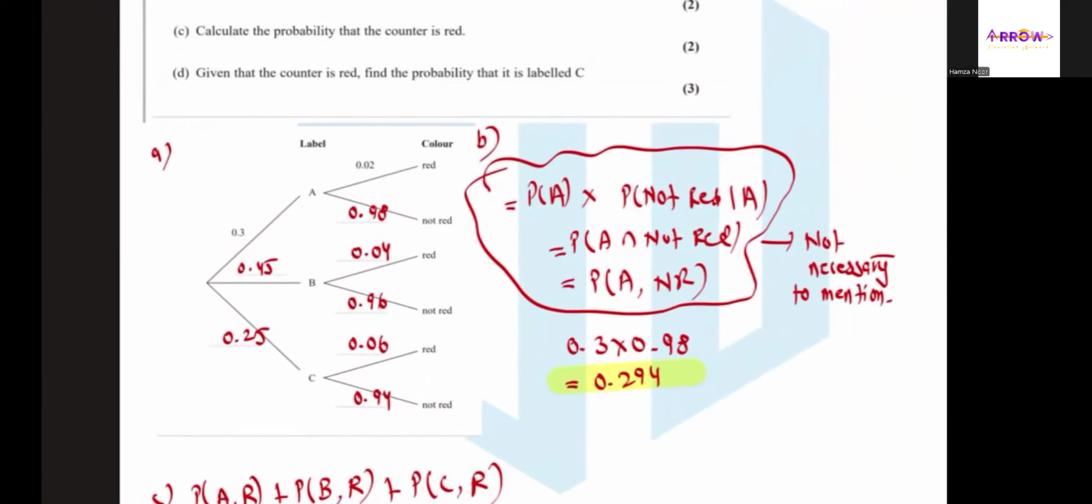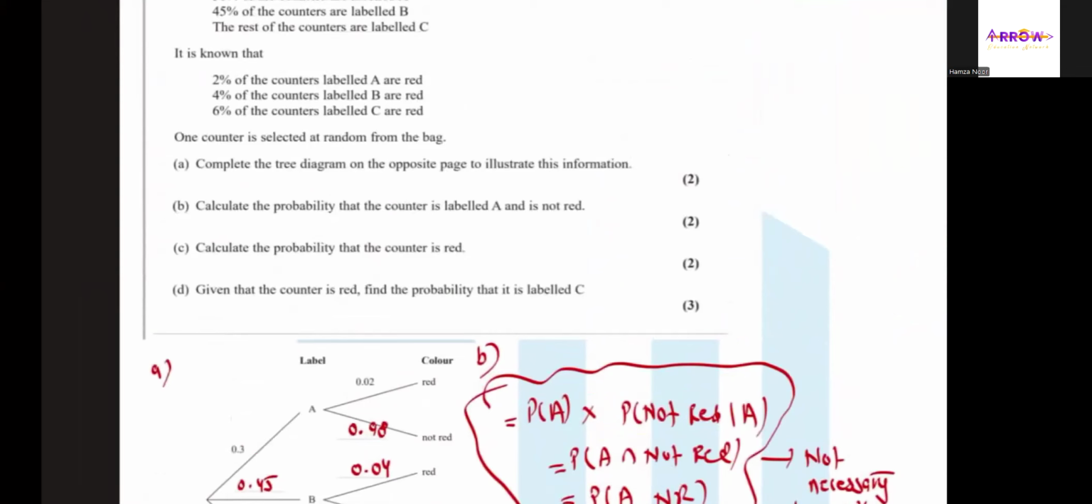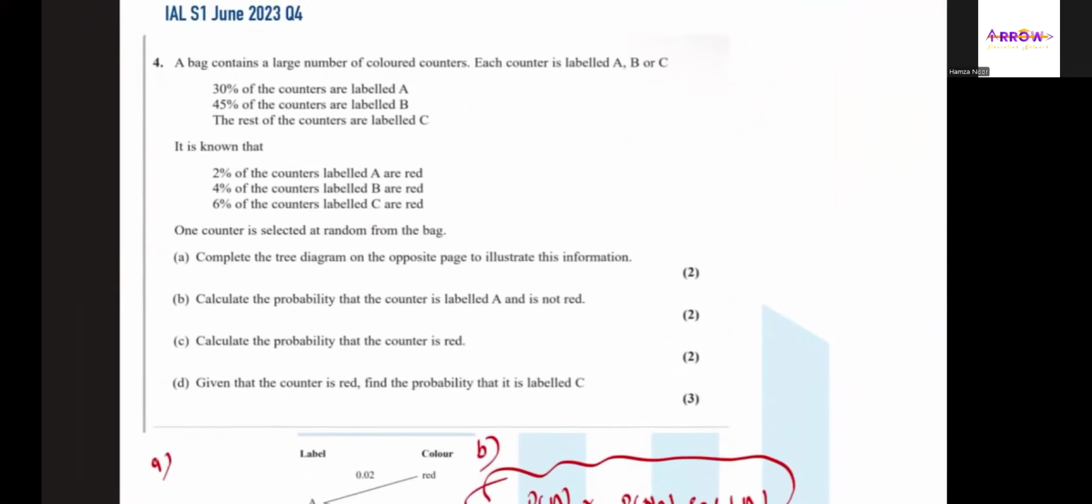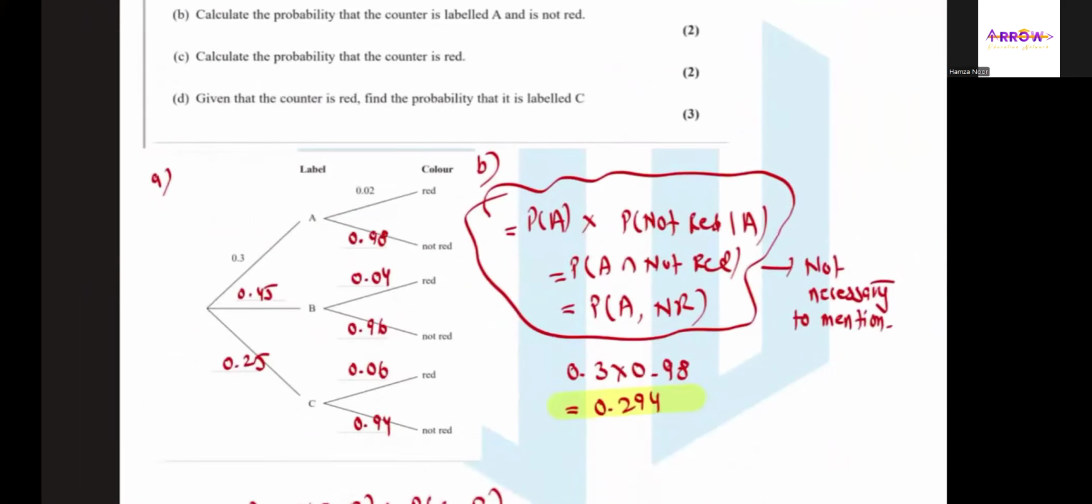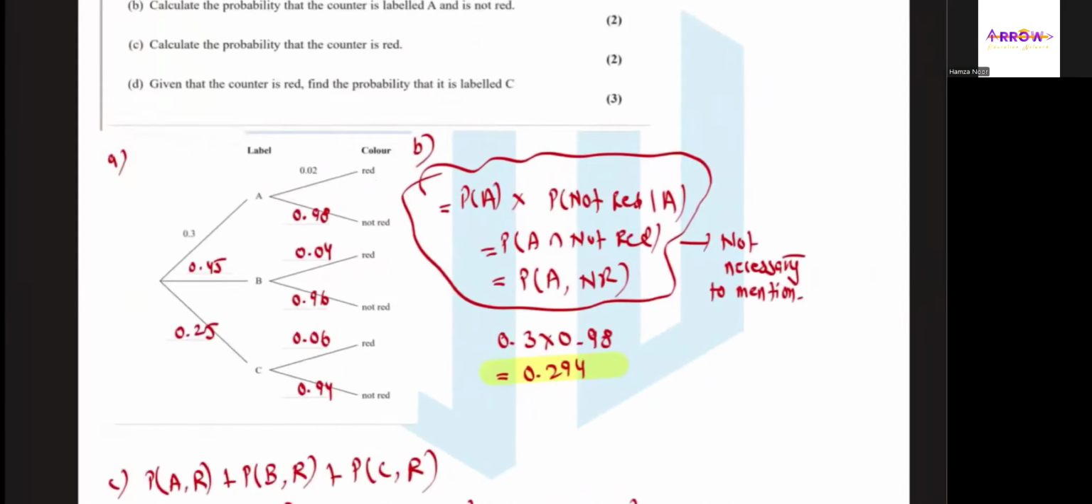Okay. So now we can easily attempt the remaining parts. So part B is saying that calculate the probability that the counter is labeled A and is not red. Okay, so the counter is labeled A and is not red. As simple as that. 0.3 multiplied by 0.98. Okay, but it's not a compulsion to mention these expressions in a symbolic form. However, I have mentioned the expressions over here.